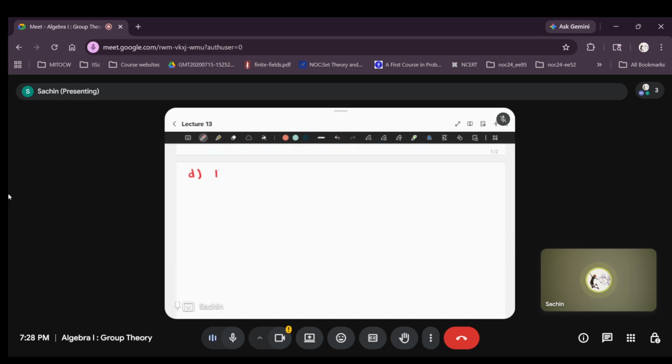Then let R of x be a polynomial in x with coefficients in R, the real numbers. Let the ring R be the set of all real polynomials whose degree is less than or equal to 3.